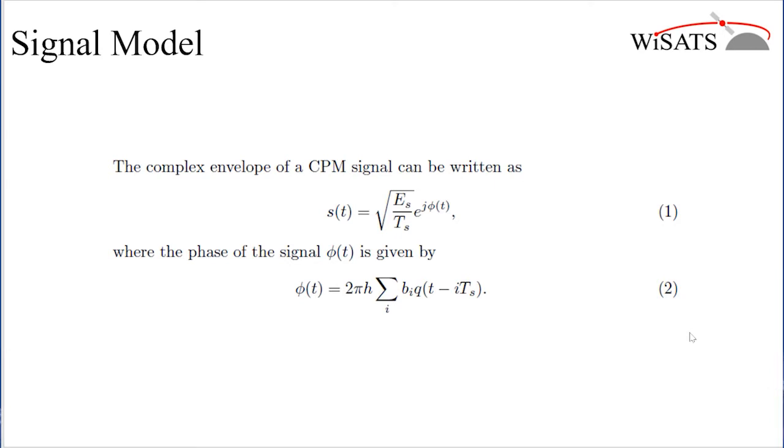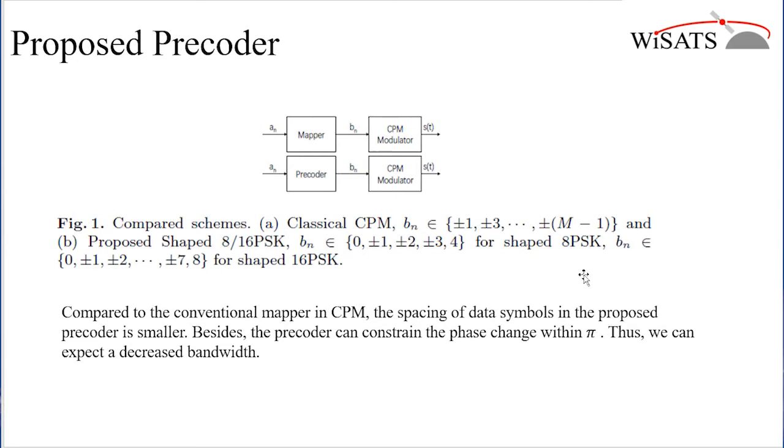First of all, we give the signal model in equation 1 and equation 2. Es is the average energy per information symbol. Ts is the symbol interval. h is the modulation index. The symbols b_i are drawn from the alphabet. q(t) is a phase smoothing response. Figure 1 shows the proposed precoder.